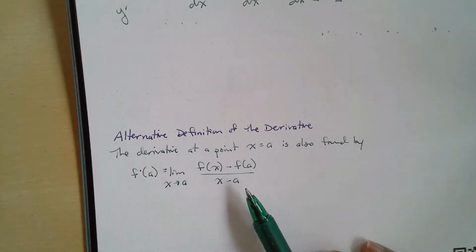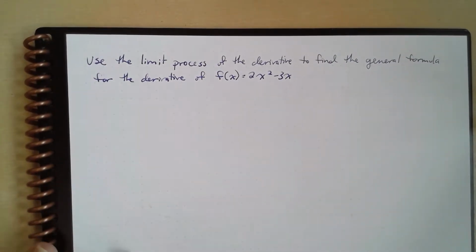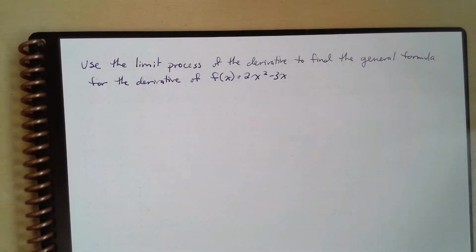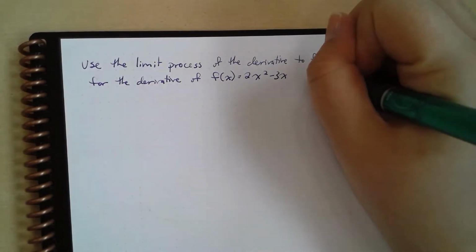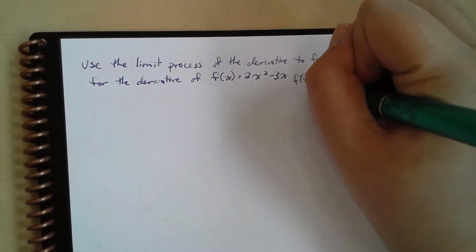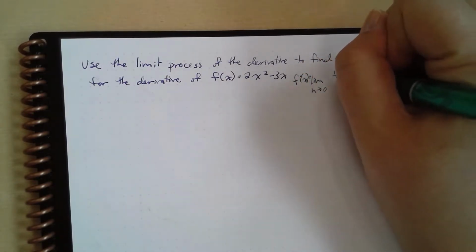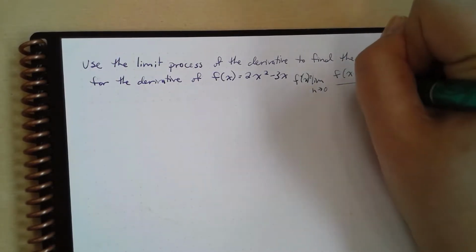So let's actually do one of these. I think it's going to make more sense when we actually go through the process a little bit. So we want to use the limit process of the derivative to find the general formula for the derivative of f of x equals 2x squared minus 3x. What we're going to do is use that definition that we have before, the limit, f prime of x equals the limit as h approaches 0 of f of x plus h minus f of x over h.